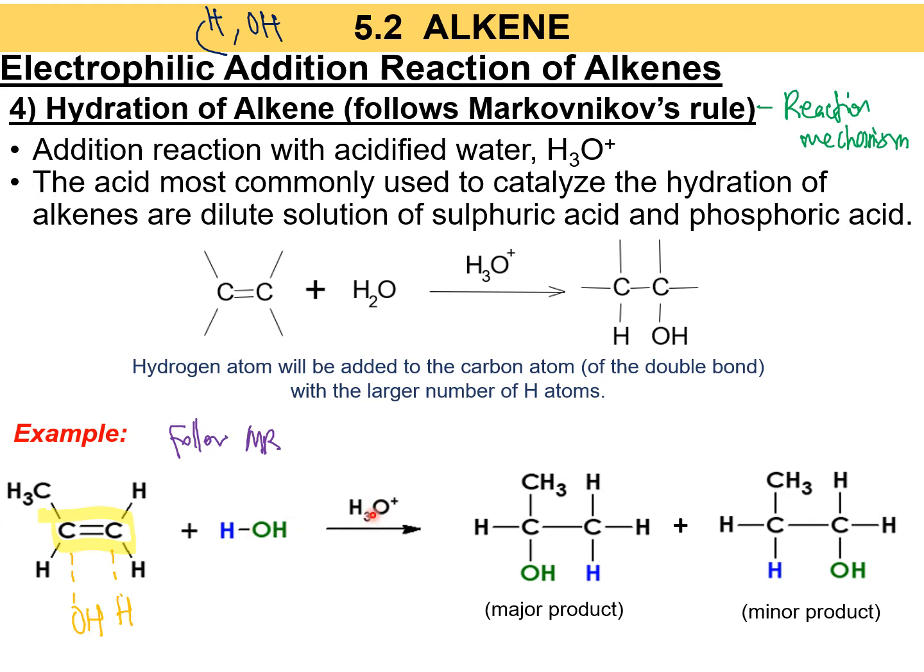Okay. Therefore, kita akan dapat major product. Major product ni the one yang follow the Markovnikov's rule. Minor product ni yang unfollow the Markovnikov's rule. Okay. So the one yang follow Markovnikov's rule, you can see the carbon double bond yang banyak hydrogen atom dapat hydrogen. Carbon double bond yang sikit hydrogen atom dapat OH. And then daripada double bond, dia jadi single bond. Okay. Minor product pula the one yang unfollow Markovnikov's rule.